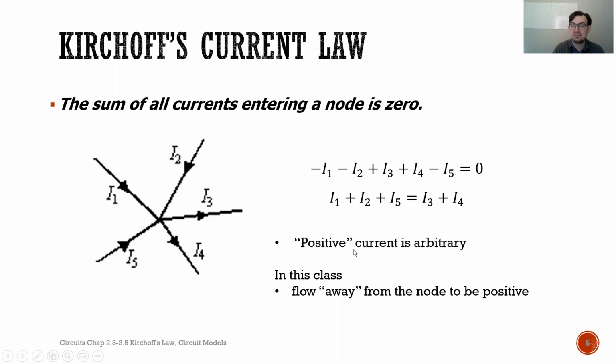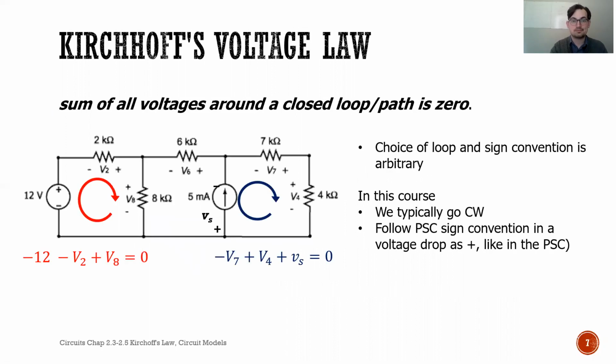Now, the positive current is totally arbitrary. In this class, we're going to use positive as flowing away. So output is positive, input is negative, right? This is not too different from PSC, right? Absorption is positive, so flowing away is going to be positive.